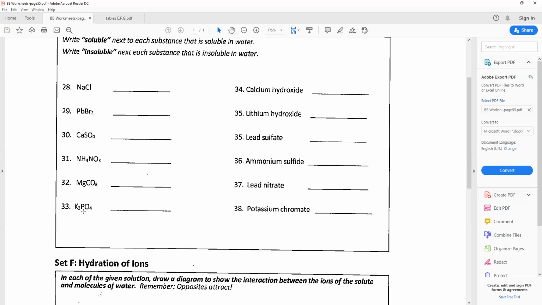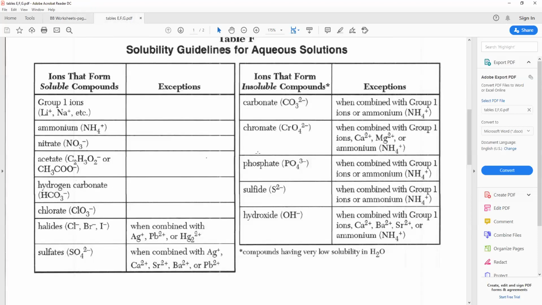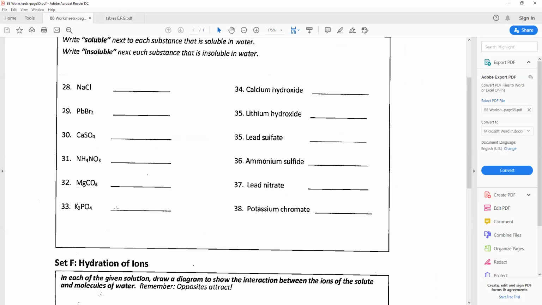How about K3PO4, potassium phosphate? Let's go over here. We're going to see phosphates are over here. Phosphates are insoluble unless they are with a group 1. Well, is K a group 1? K is a group 1, it's potassium, it's a group 1. Therefore, this group 1 will make it soluble. So that's why this is going to be soluble because of the group 1.